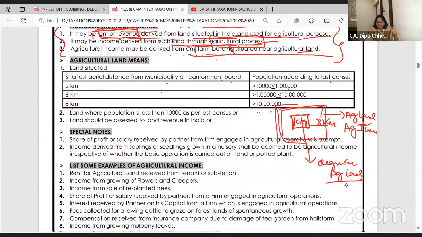What is agricultural land? Leave the city limit. Beyond that, leave 8 kilometers on all the sides. Whatever is beyond this area is agricultural land.